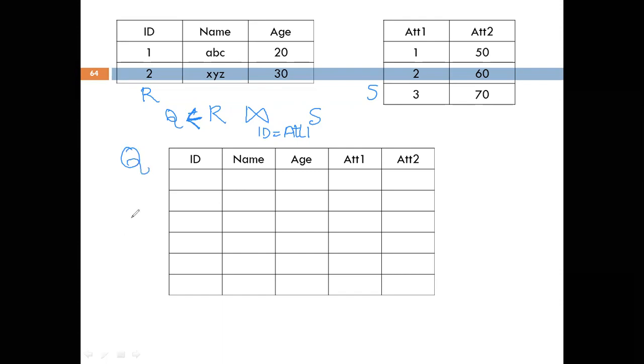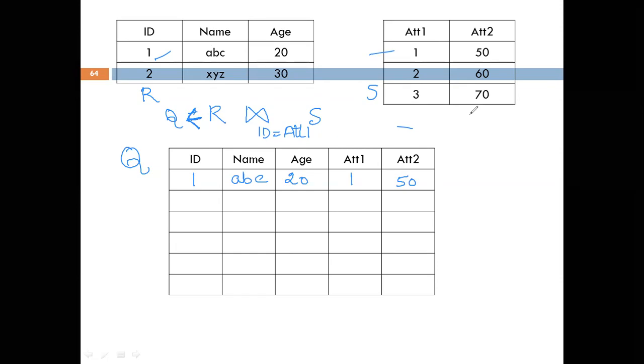So this is our result Q. Now what happens? Only equality will be followed. Now ID and ATT1 will be verified. ID number 1, this particular row should be matched with this particular row. So now we will have 1, ABC, then 20, here 1 and 50. So this match is over. Now no other row of S can match with the first row because 1 is present only one time. If 1 is present in this table multiple times, then multiple combinations are possible.